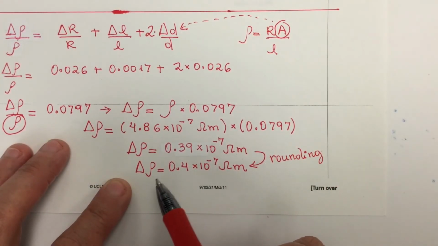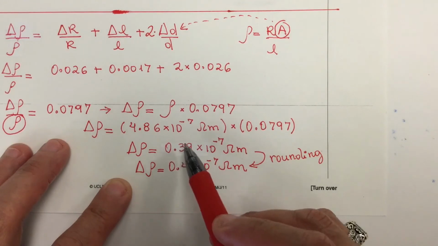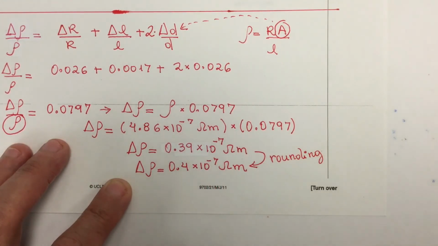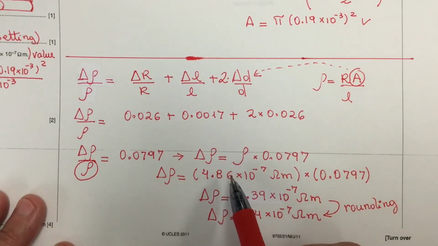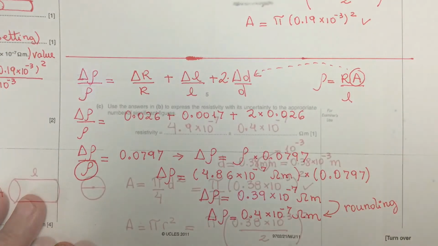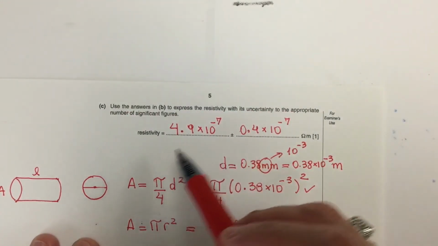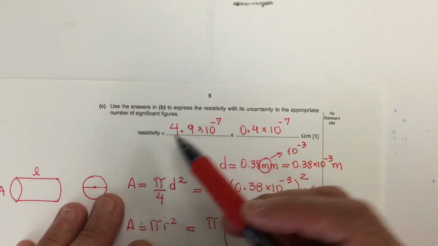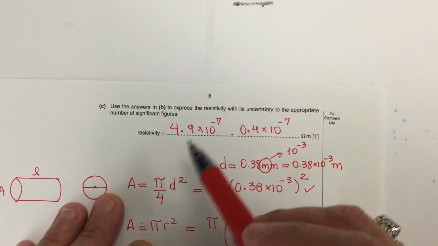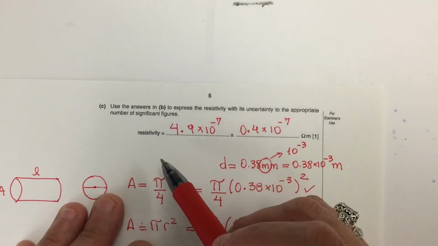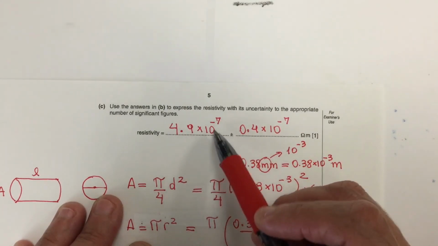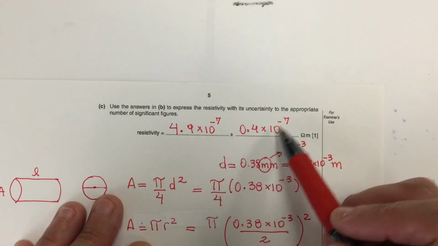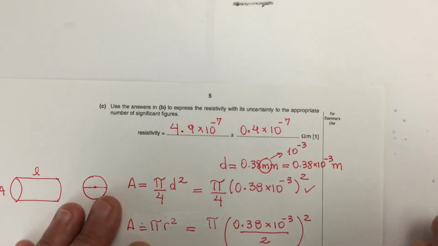Rounding the value of the uncertainty for the resistivity, we can round 0.39 to 0.4. Likewise, we can also round 4.86 to 4.9. So the final answer for this question is the resistivity with its uncertainty with the appropriate number of significant figures. Here we have 2, here we have 2. So it is (4.9 ± 0.4) times 10 to the minus 7 ohm meters.